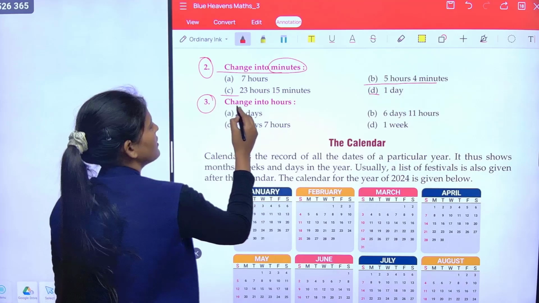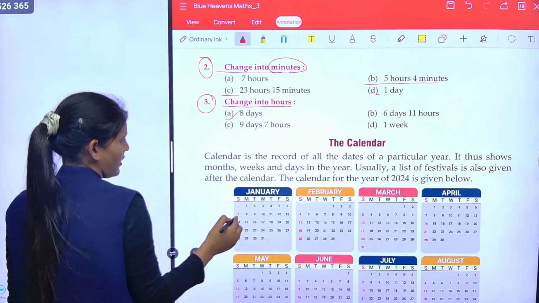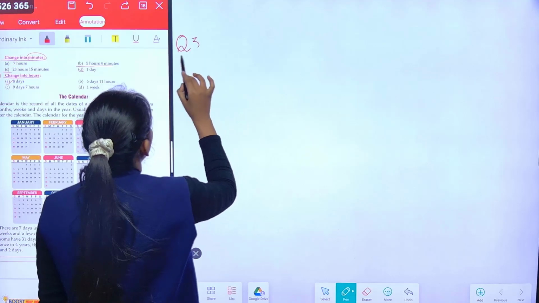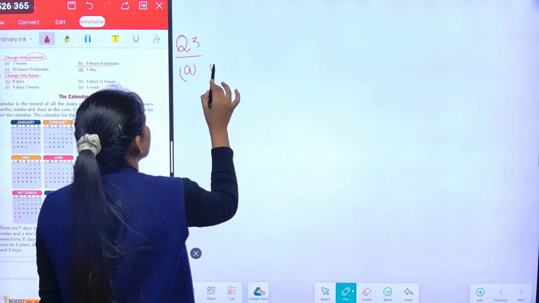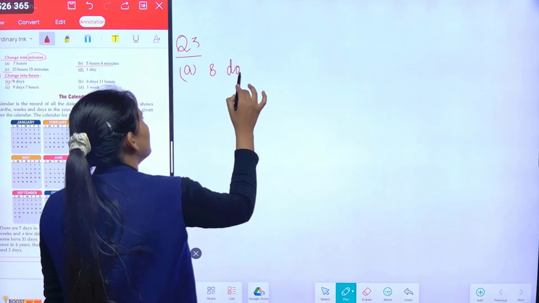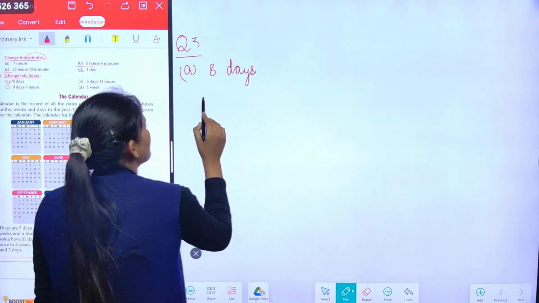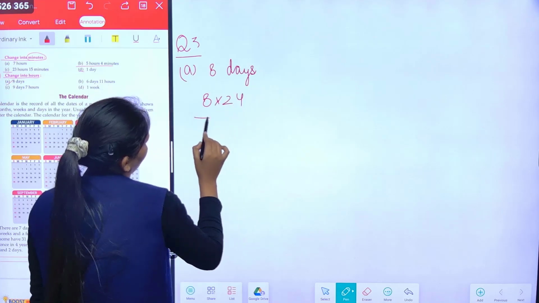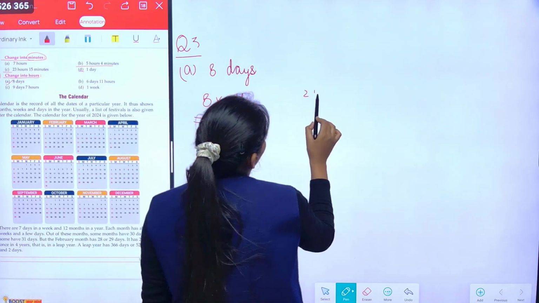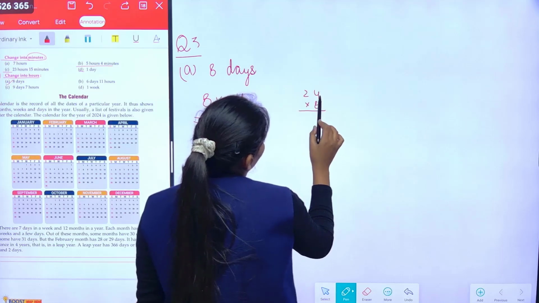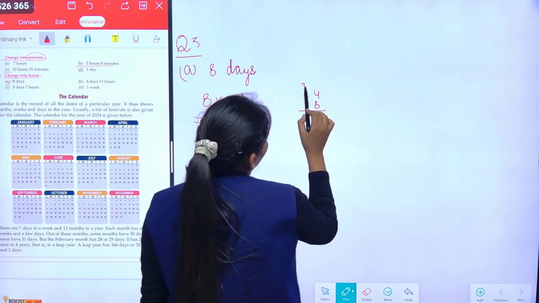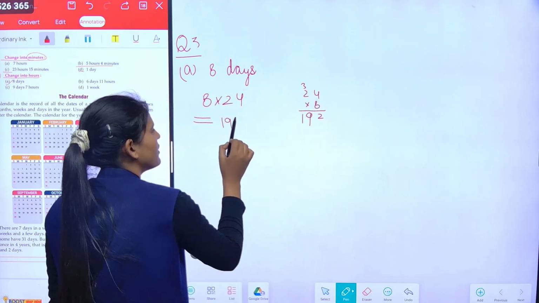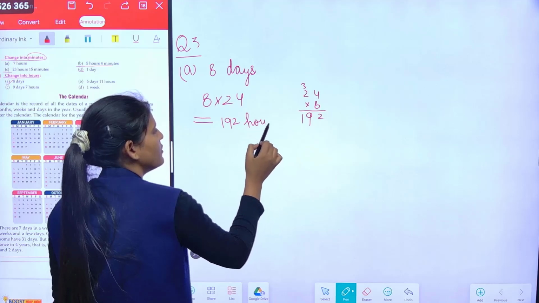Now question number 3, change into hours. A, 8 days into hours. So 8 into 24. See, 24 multiplied by 8. 8 fours are 32, carry 3. 8 twos are 16, plus 3 is 19. 192 hours.